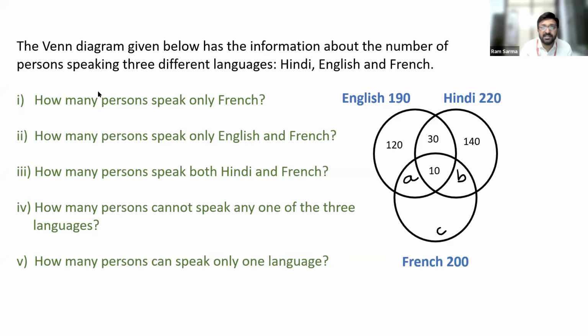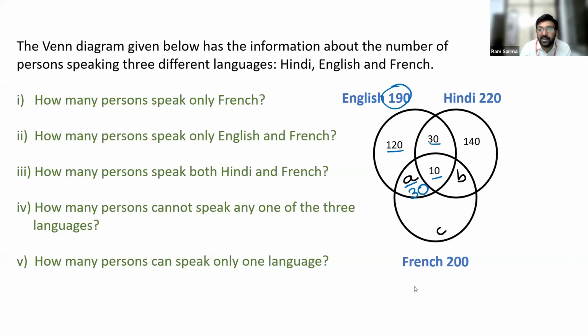The Venn diagram given below has the information about the number of persons speaking 3 different languages: Hindi, English, and French. How many persons speak only French? In order to find this, we have to know the value of C. Let's work on this first. Now I know that 120 plus 30 plus 10 plus A, the sum of these 4, should give you 190. 120 plus 30 is 150. 150 plus 10, 160. So the value of A should be 30.